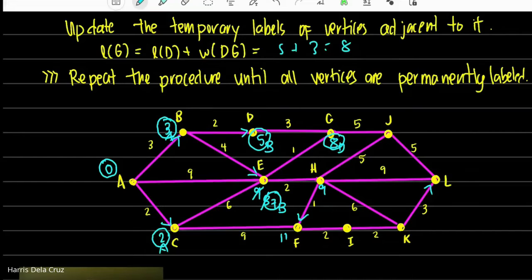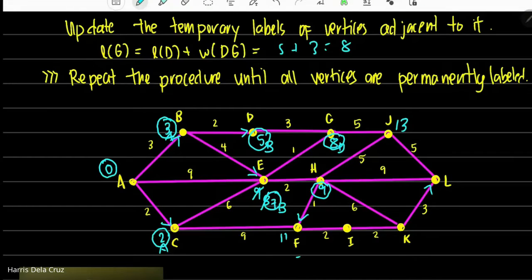Mula kay G, pwede kang pumunta kay J. So, plus 5. So, ang temporary label ni J, magiging 13. Tapos, wala nang ibang pwedeng puntahan mula kay J. Basta, ang gagawin mo lang, iteratively, galing doon sa current vertex. Yung permanently label mo na. So, saan mo kukunin yung permanently label? Doon sa mga temporary label. So, in this case, ang mga may temporary label ay 13, yung J, yung H, tsaka yung F. Ang pinakamaliit doon is yung H. So, yun yung magiging permanent. So, permanent na yung 9.